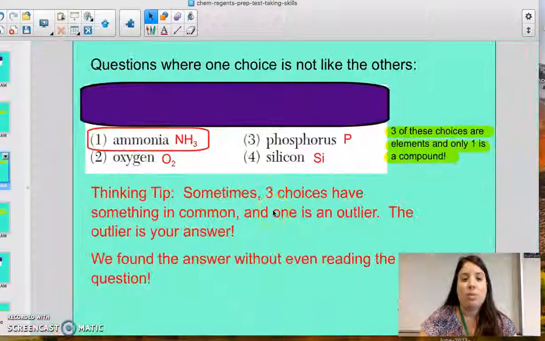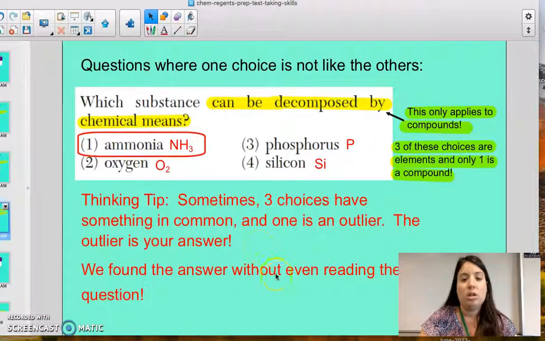Okay, now that we know that 3 of them are elements and 1 of them is a compound, well, that's got to be our answer. So we found the answer without even reading the question. All right, again, we can take a look at the question. The question says, which substance can be decomposed by chemical means? Again, that's what makes a compound. All right, so that is the definition. We can recognize that we're looking for a compound here.